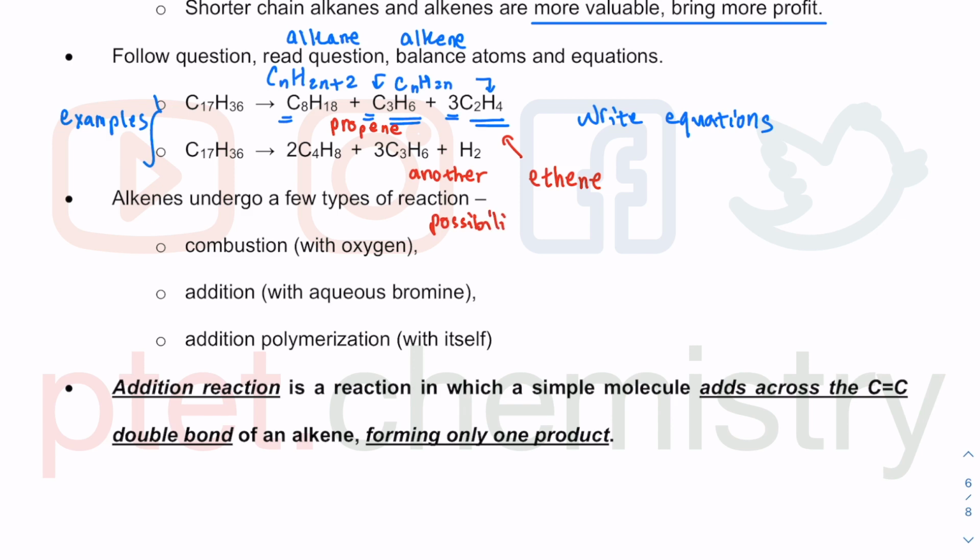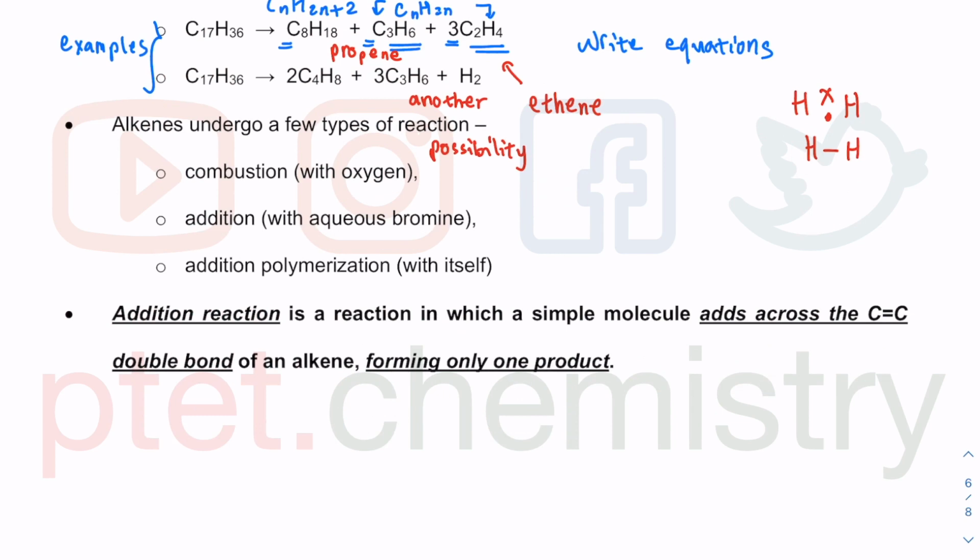So if they want you to produce hydrogen gas, you will produce hydrogen gas, H2, a diatomic molecule. Hydrogen forms a single covalent bond to complete the outer shell there.